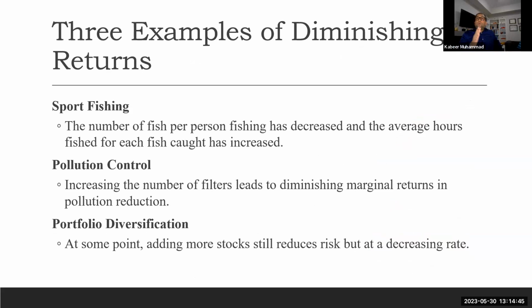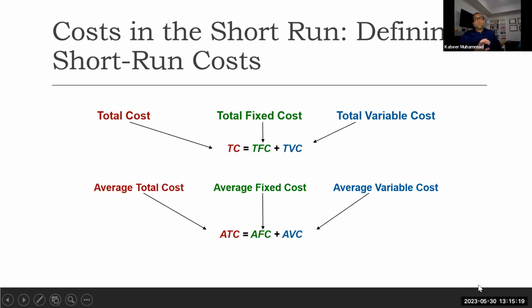Or pollution control: if we put more and more filters to reduce pollution, the filters lead to diminishing returns, because the first filter extracts a lot of impurities, but the second and third are not going to. Portfolio diversification means that if we are adding more and more different stocks to the portfolio in order to diversify the risk, a point will come where each additional stock is not going to reduce the portfolio risk at the same rate. So that's what we can see.